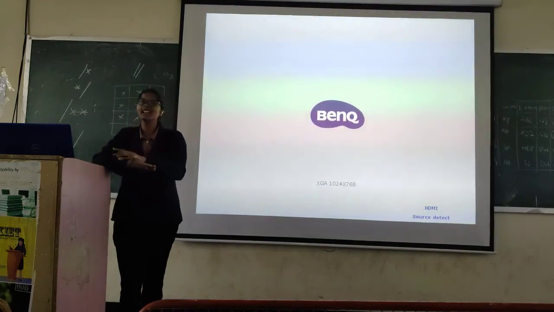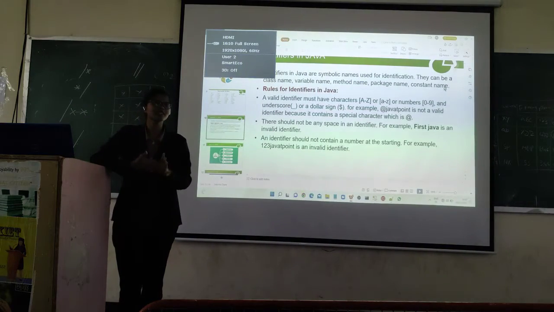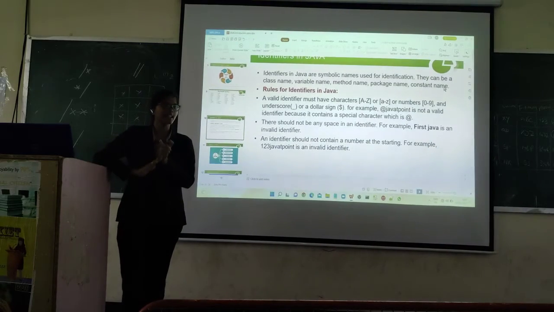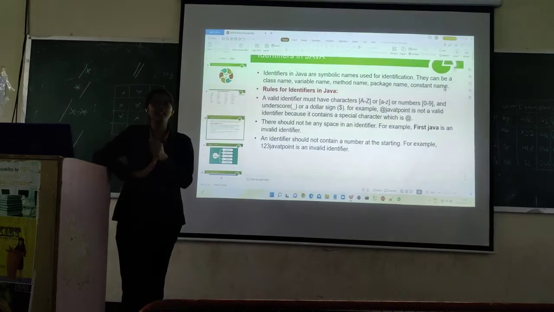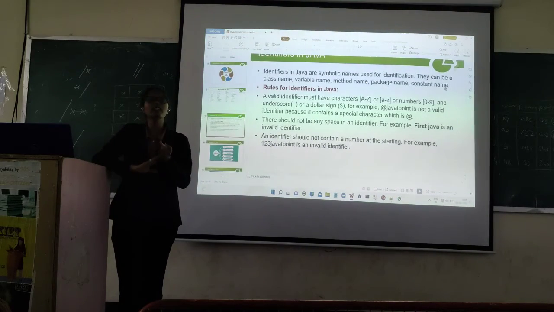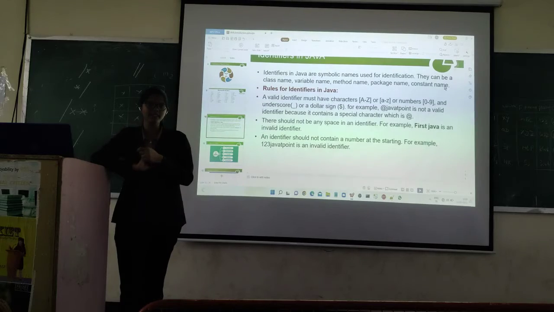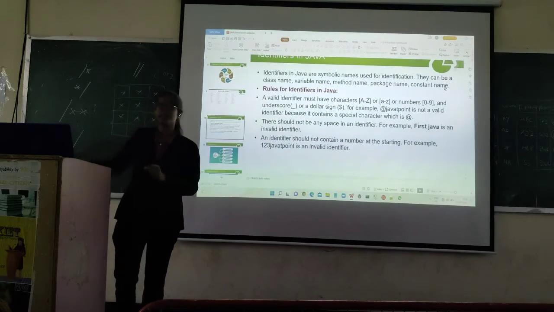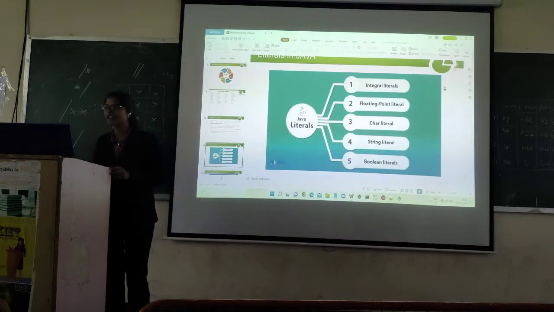While we are declaring an identifier, we have to follow some rules. The first rule is we can give an identifier name with capital A to Z or small a to z, or with a number from 0 to 9, or we can use underscore or dollar sign. But we cannot give a space in between the identifier, and the identifier name should not start with a number. So these are the rules for identifiers.